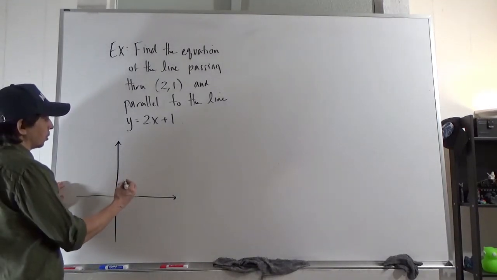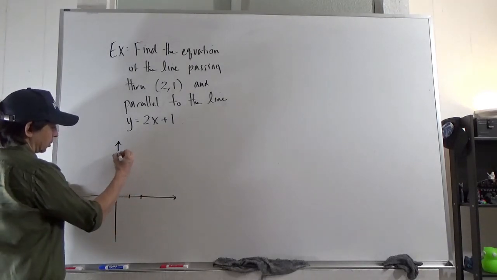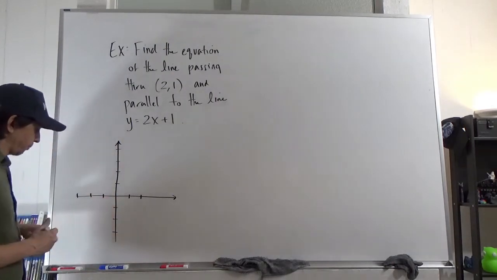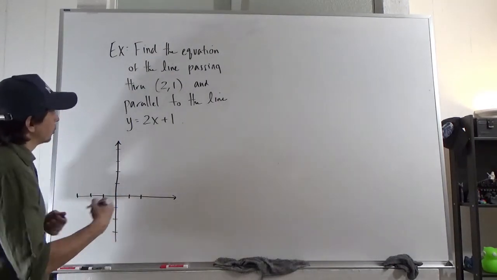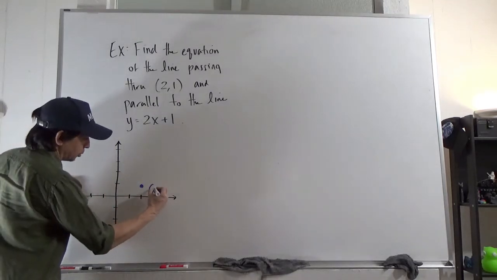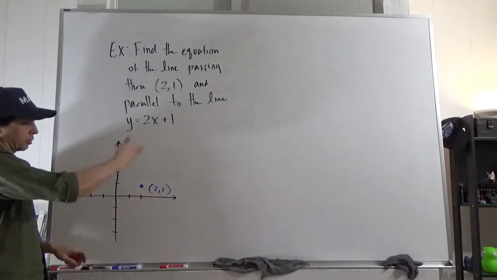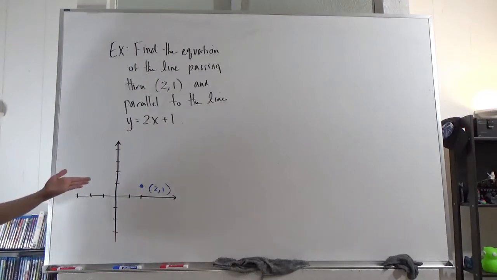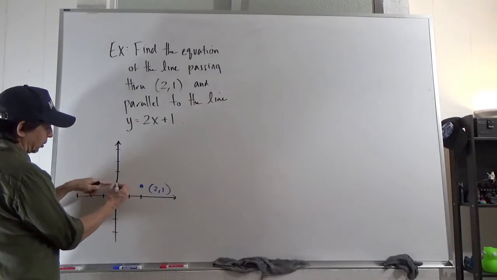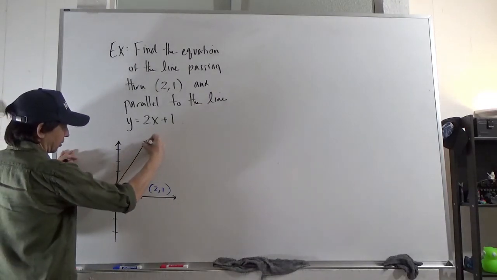Okay, so I'm going to graph the point. Okay, so we have the point 2, 1. And we want our line to pass through that point. I don't know what direction it's going to go. Well, I kind of do because I know it needs to be parallel to this line, y is equal to 2x plus 1. So let me graph that. I'd start at 0, 1, and then go 2 up and 1 over. So it's going to be roughly this. This is just kind of a rough sketch.